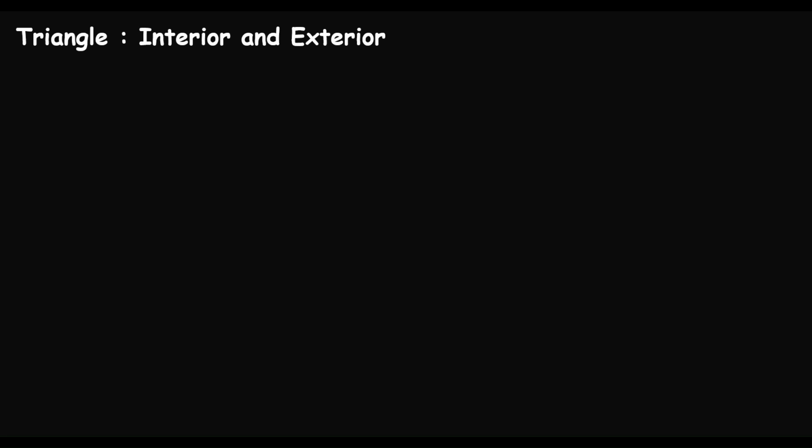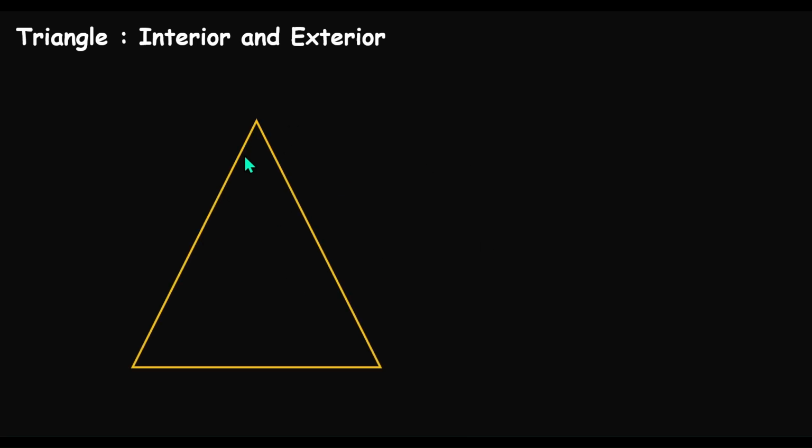Hello everyone. Today we'll be talking about triangles and whether they are convex sets or not. So let's take our triangle. So we have a triangle like this and let's name it A, B and C.